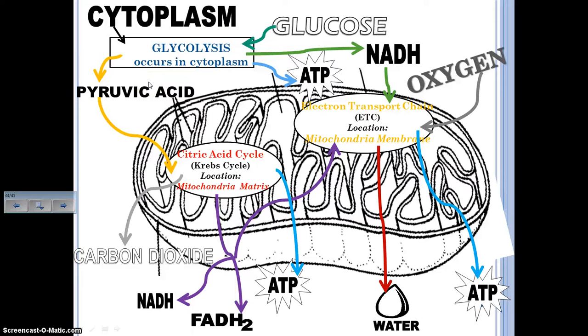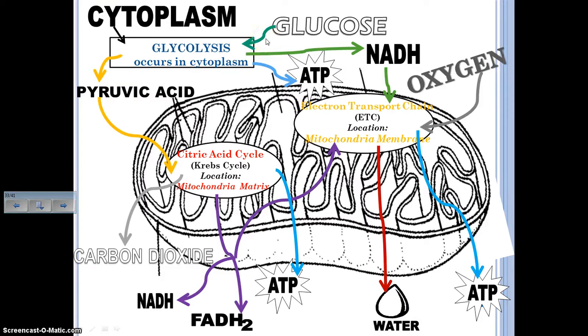So we know that the first reaction taking place in cellular respiration is glycolysis, which doesn't occur in the mitochondria, it occurs in the cytoplasm. So this begins when glucose enters the cytoplasm and is broken down into pyruvic acid.